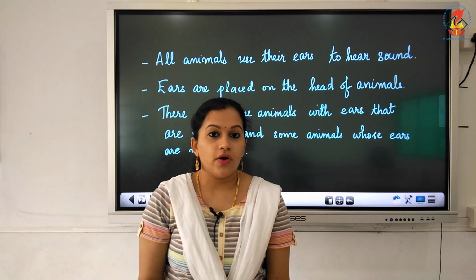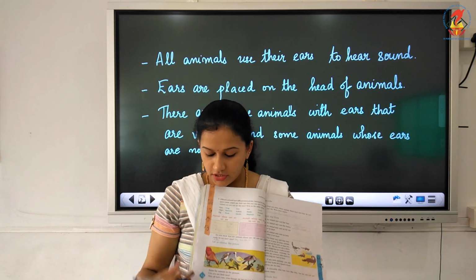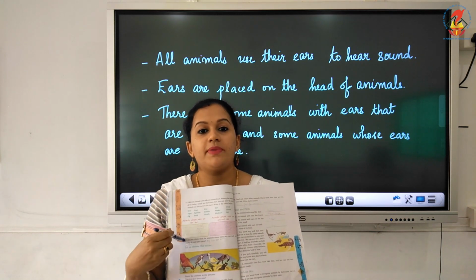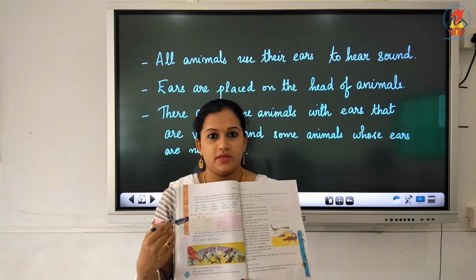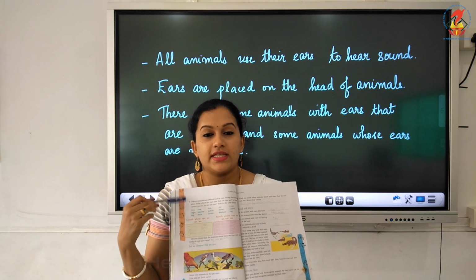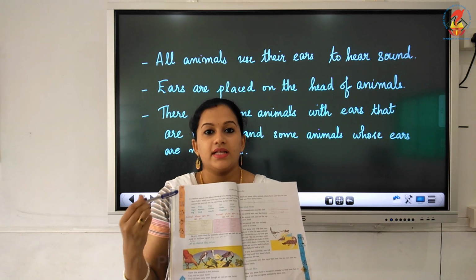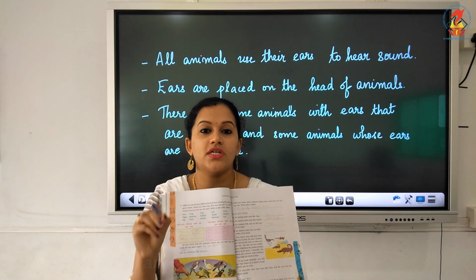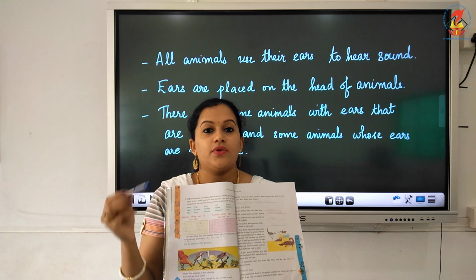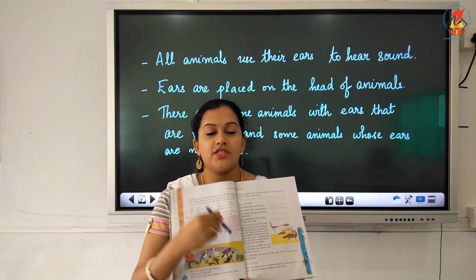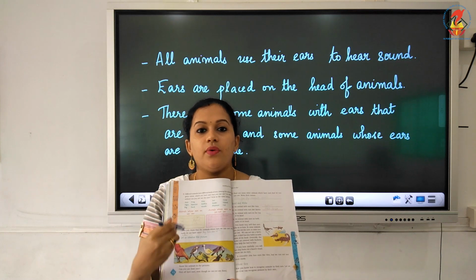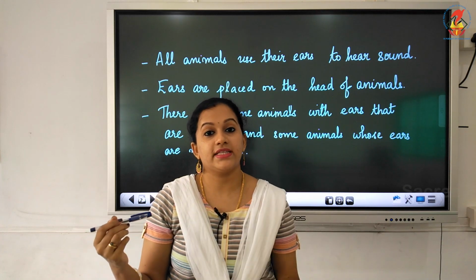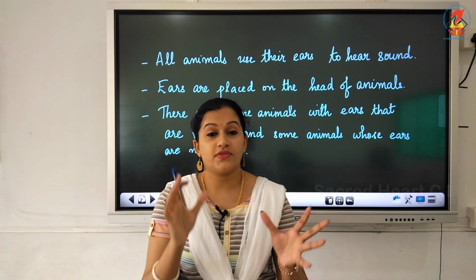So, in your textbook children, in page number 12, there is an exercise given for you. You have to complete the table that is given on page 12. On the top of the page, you can see the names of many animals that are listed. From that, you have to pick out the names of the animals whose ears you can see, and the names of the animals whose ears you cannot see. And you have to tabulate it in two tables. In the first table you will be writing the names of the animals whose ears we can see.